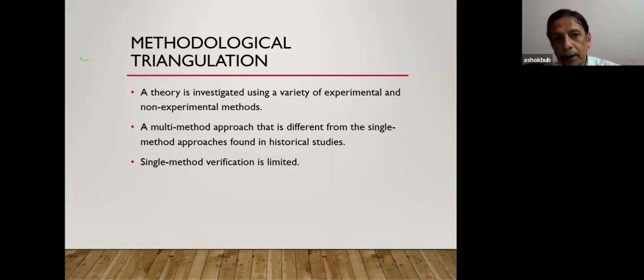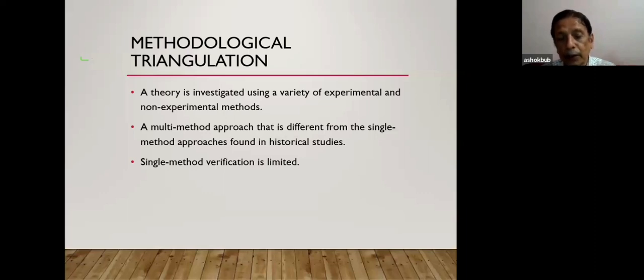So in methodological triangulation, as I just said, multi-method is being used rather than a single method, and single method verification is limited. Why methodological triangulation? Because using a single method, the verification of the hypothesis or the investigation of the theory gets limited, because you don't have the other perspective. Now, as I was just saying, it may be true with regard to 90%, but if it is not, what about the 10%? That 10% may also become an important factor.